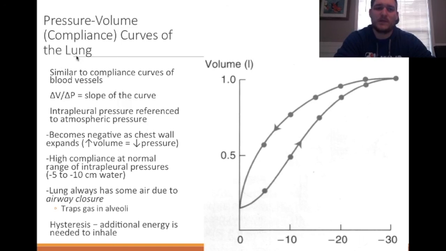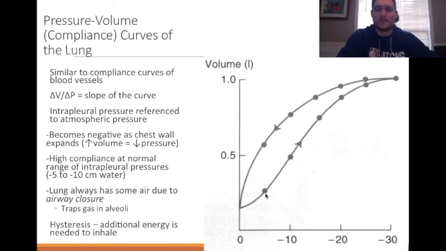And so the relationship between pressure and volume is similar to the compliance curves of the blood vessels. And in order to calculate compliance, you have a change in volume, in this case a change in air or lung volume, over a change in pressure. And that's how you get the slope of this curve.